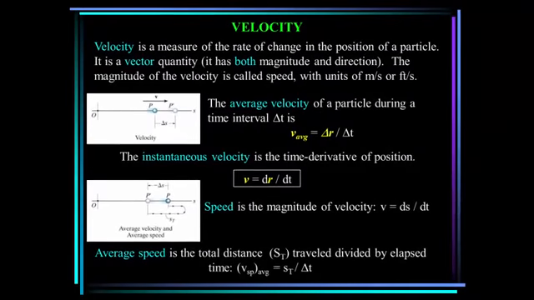Now let's define velocity. It is a measure of the rate of change in the position of a particle. It's a vector quantity, so it has both magnitude and direction. The magnitude of the velocity is called speed, with units meters per second or feet per second. So the average velocity of a particle during a time interval delta t is just its change in position over change in time. However, the instantaneous velocity is the time derivative of position. So velocity is dr/dt. Now speed is just the magnitude of the velocity, and the average speed we can define as the total distance traveled divided by the change in time.